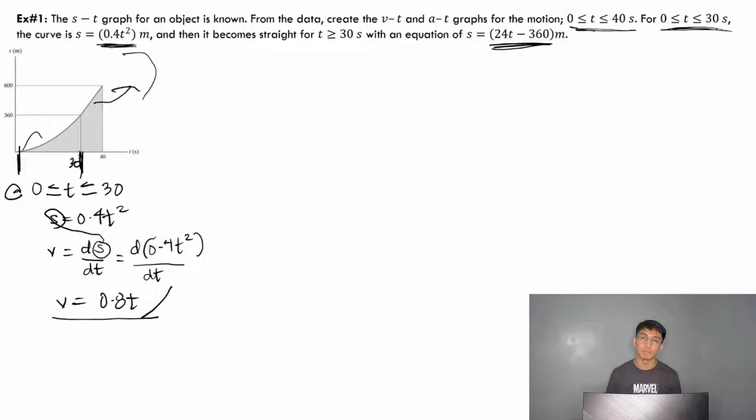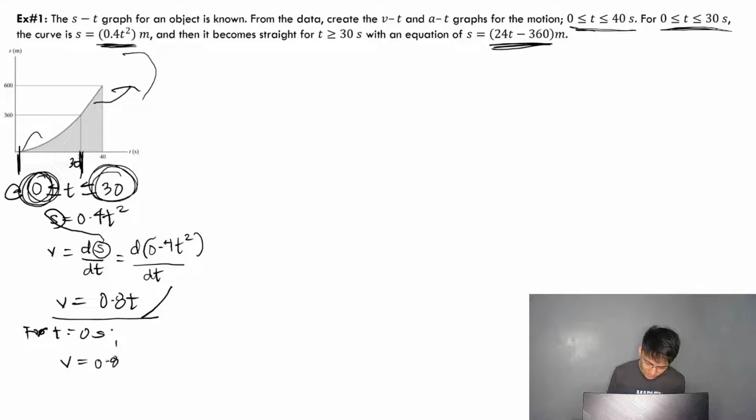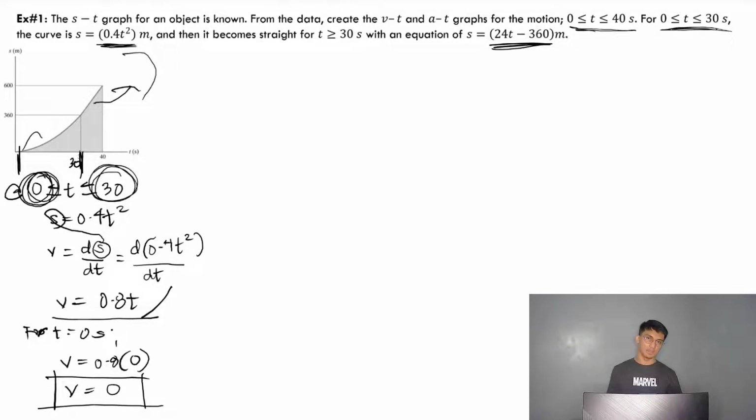Paano natin malalaman ngayon yung exact value ng ating velocity? Meron tayong given na time. Ito siya. From 0, itong binibilugan ko ngayon, from 0 to 30. Dito natin makikita kung ano yung magiging value, yung dalawang value ng ating velocity na ilalagay natin sa VT graph. For the time 0 seconds, ang velocity natin we have 0.8 times 0. Velocity now is equal to 0. So, ito po yung ating unang value ng velocity when the time is at 0 seconds.